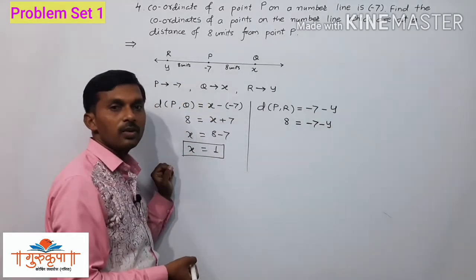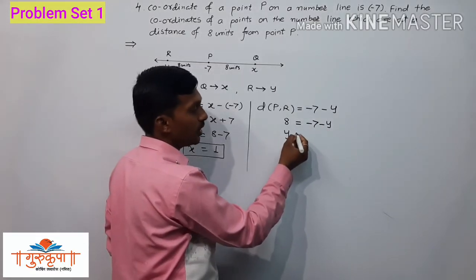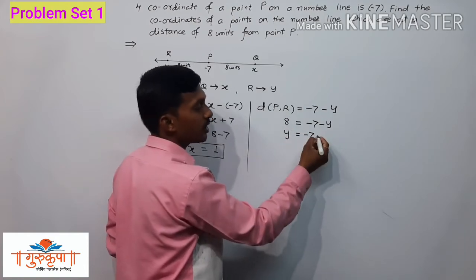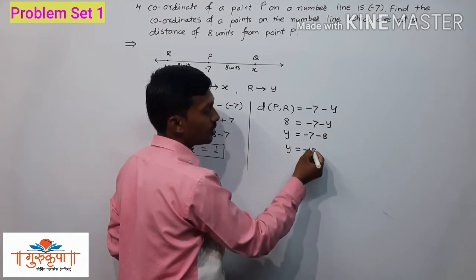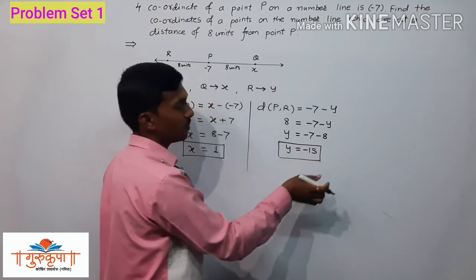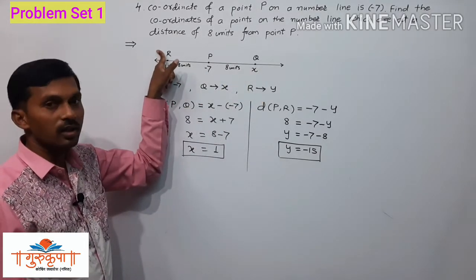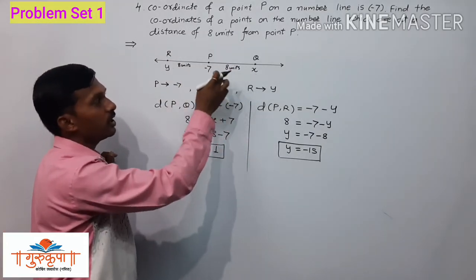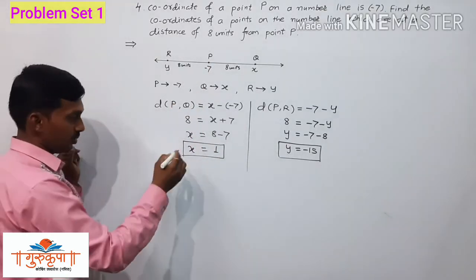Now we have to find the value of Y. We transfer this minus Y to the left side, and it becomes plus Y. It is equal to, this -7 remains as it is. Now we transfer this 8 to the right side and it becomes -8. So we have Y is equal to -15. This is the coordinate of the point R. Now we have found both the coordinates of the point Q and point R, so we can write the answer. The coordinates of the points which are at a distance of 8 units from the point P are 1 and -15.